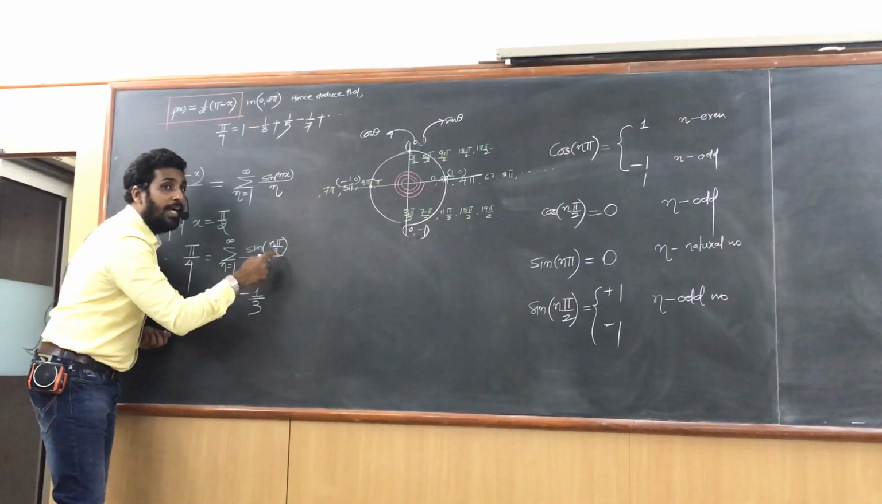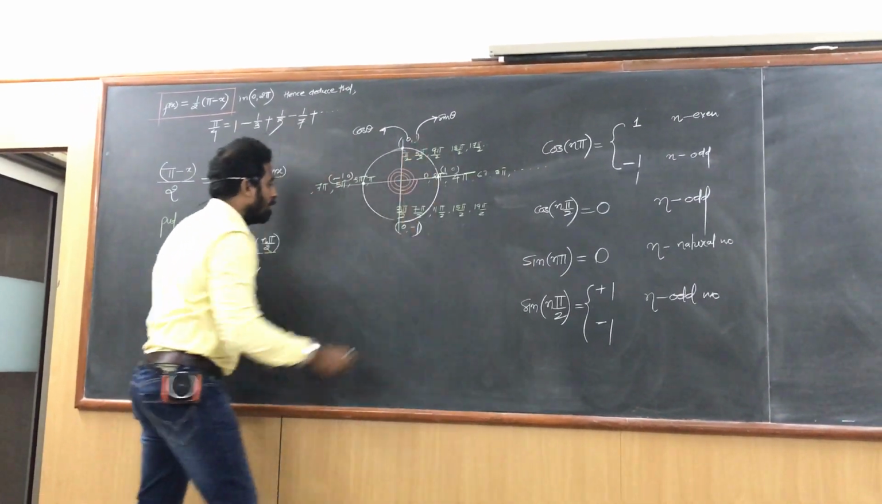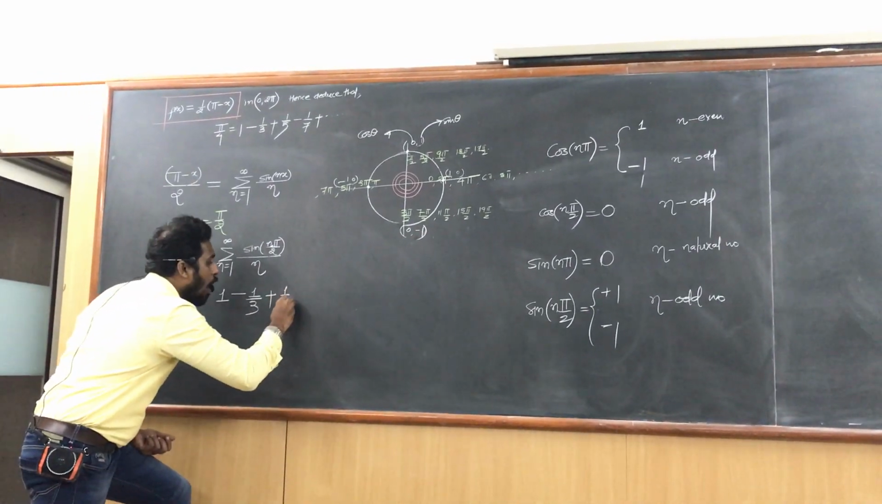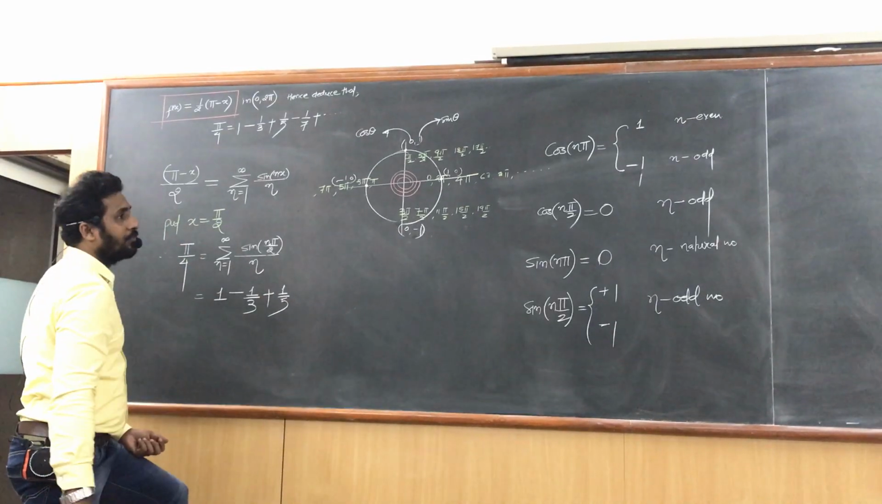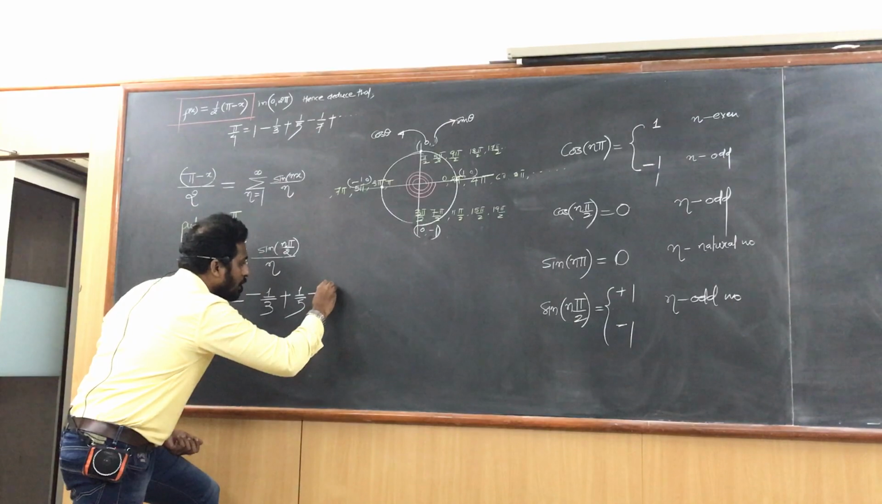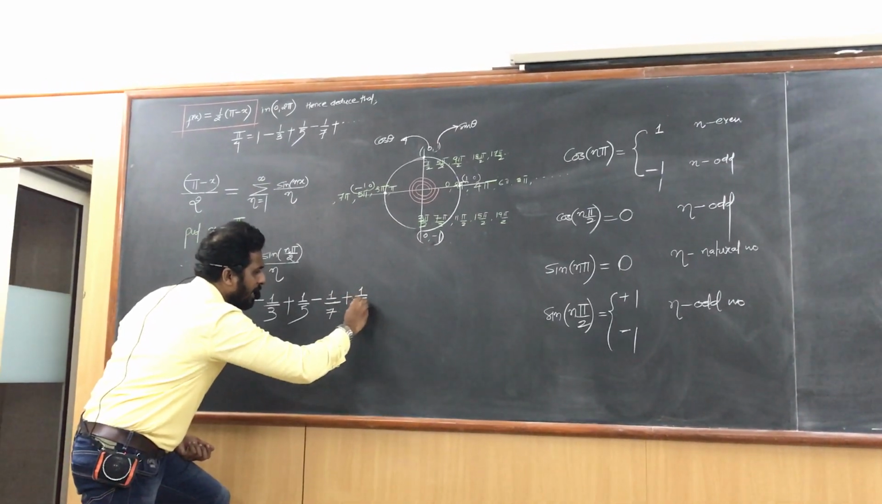Sin 5 pi by 2. Go back to the diagram. What is the answer for 5 pi by 2? That means will I be getting plus how much? 1 by 5. So can you now decide for the next value? For 6, 0. For 7, minus 1 by 7. Did you get that? Plus 1 by 9.